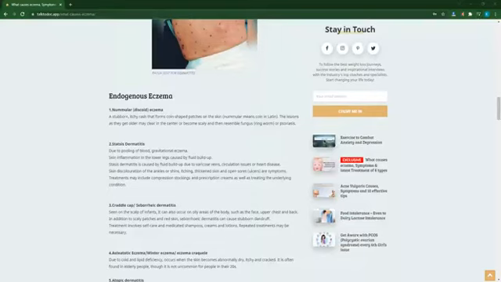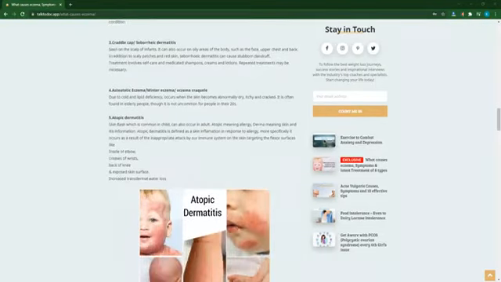4. Asteatotic eczema. Winter eczema. Eczema craquelé. Due to cold and lipid deficiency, occurs when the skin becomes abnormally dry, itchy, and cracked. It is often found in elderly people, though it is not uncommon in others.